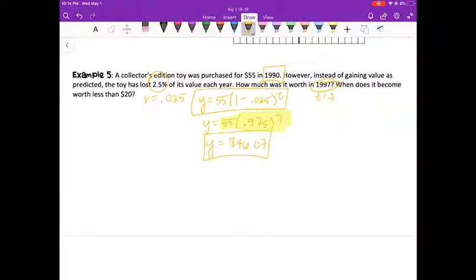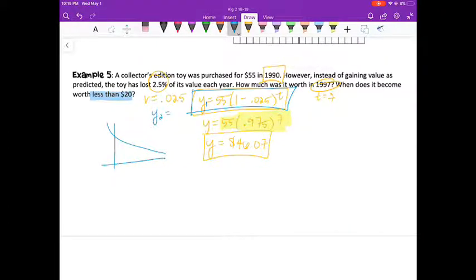Okay, and then lastly, when does it become worth less than $20? Now, this is one that we would need to use our graphing calculator for. We are going to enter in this function for our y equals, and we notice that it starts to decrease. Now, as you increase your windows, you'll see a better picture of your graph. So that'll be your Y1.